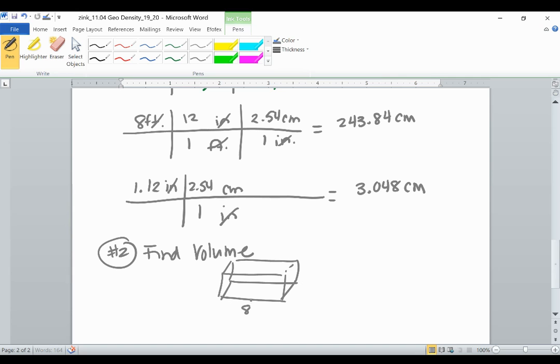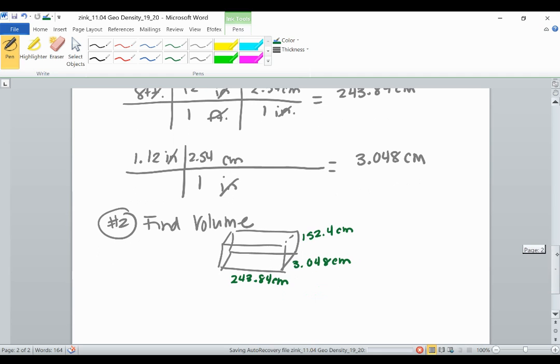So it's 8, actually let's label this in our centimeters. So we have 243.84 centimeters by 152.4 centimeters by 3.048 centimeters. Obviously, it doesn't really look like a kitchen counter, but it's a rectangular prism, we know.